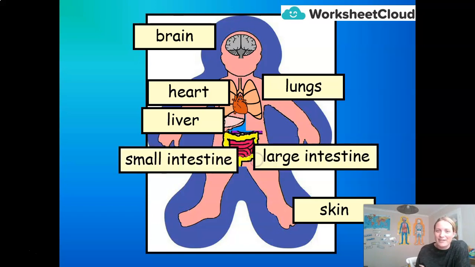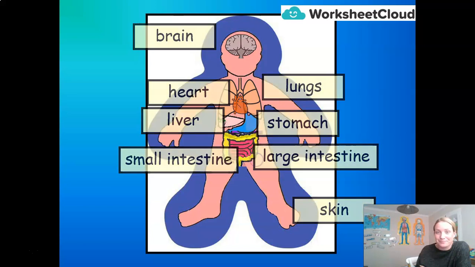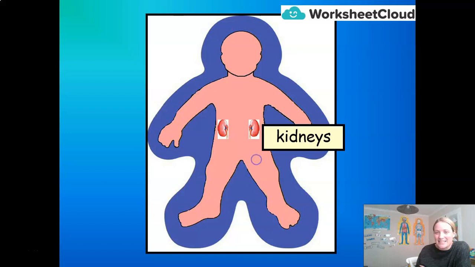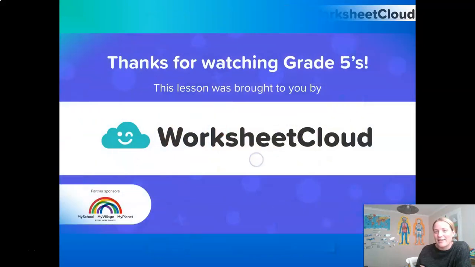Then we have your intestines, your small and then your large. A little bit confusing, actually, because the small intestines are the long ones and the large intestines are the short ones, but you get what I mean. Then we have your stomach, basically a big bag that collects the food that you've taken in. And if I turn my little man around, here we have the kidneys, and the kidneys go into the bladder.